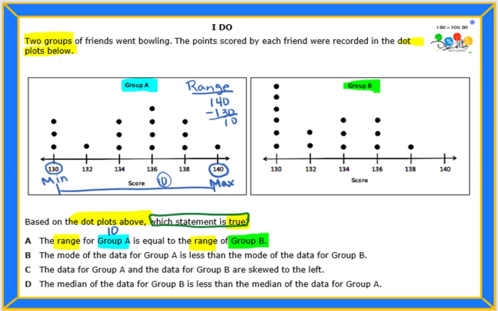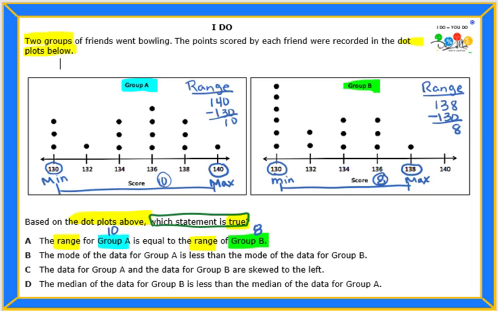Now let's do the same thing for group B. We have the maximum for this group was 138, and the minimum for this group was 130. So to find the range, we are going to subtract 138 minus 130, which will give us 8. So the spread of the data, the range, is 8.